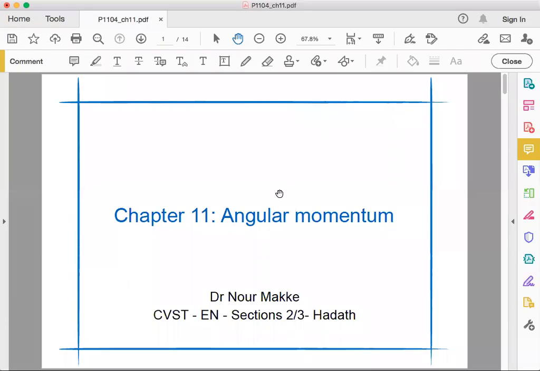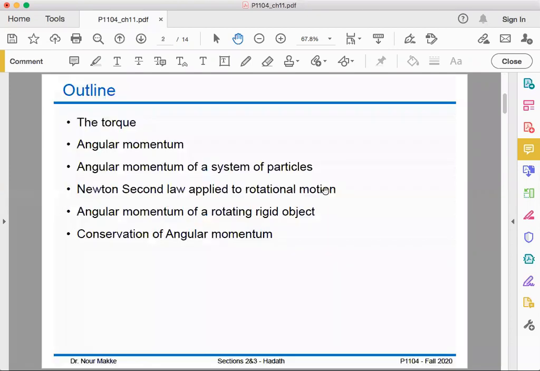Good morning, everyone. We will continue with mechanics with the last chapter, chapter 11, about angular momentum. In this chapter, we're going to discuss a few topics, among which is the torque. We will recall the definition of the torque, which we have seen in the previous chapter. We will define the angular momentum for a particle and for a system of particles.